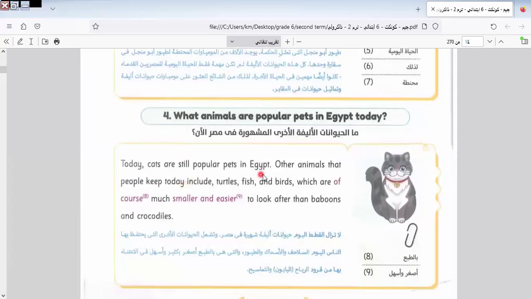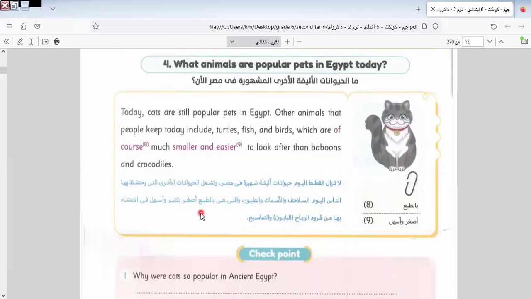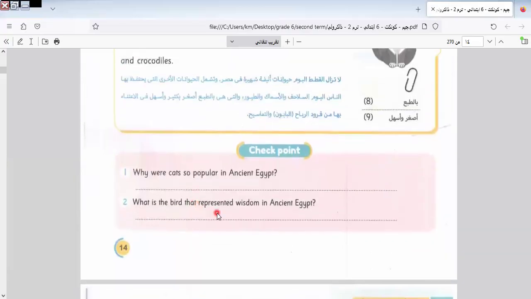What animals are popular pets in Egypt today? Today, cats are still popular pets in Egypt. Other animals that people keep today include turtles, fish, and birds, which are of course much smaller and easier to look after than pigeons and crocodiles. Here we have, let's go to answer this question.